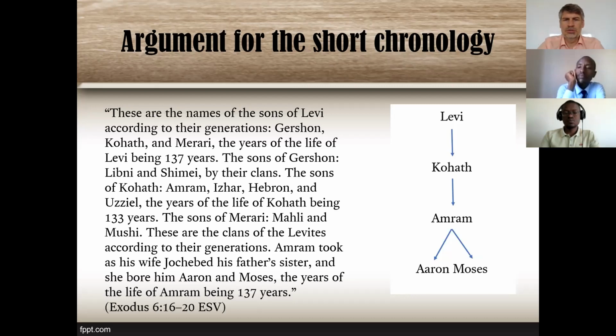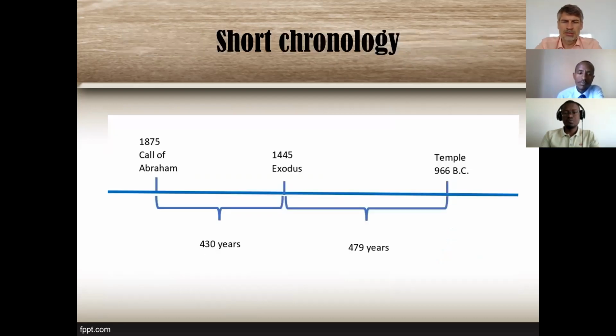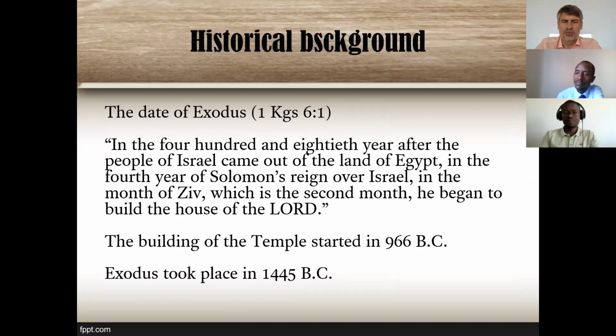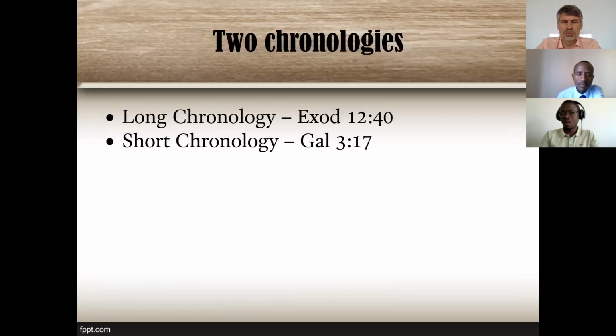Okay, any other questions? Thank you, Prof. Just remember these two themes, and especially this text, 1 Kings 6:1, because I don't remember, but it seems to me it can be in the quiz.